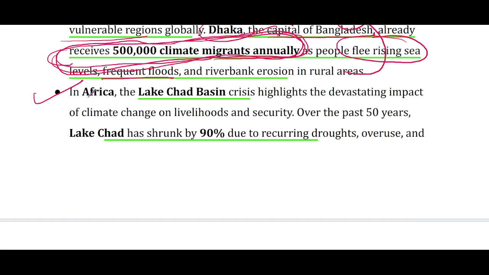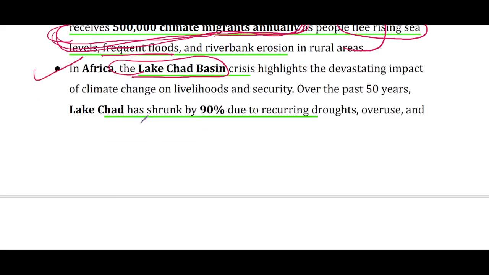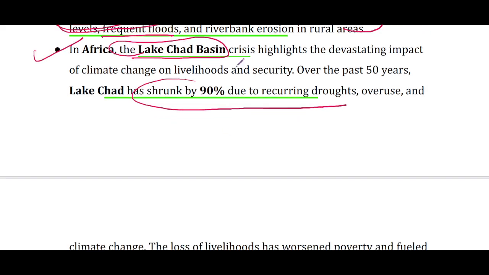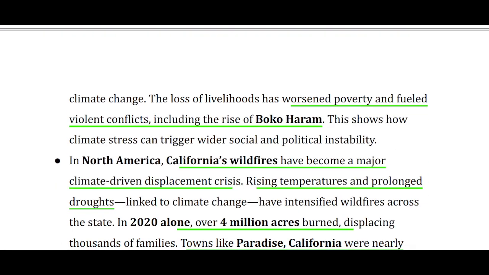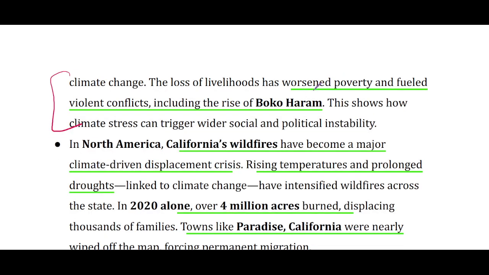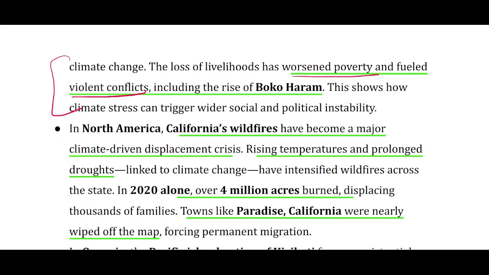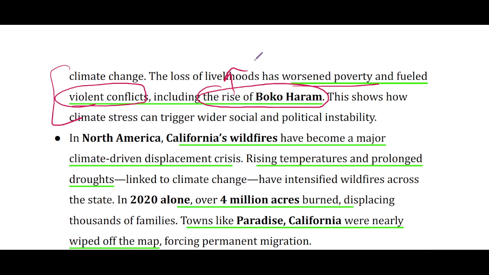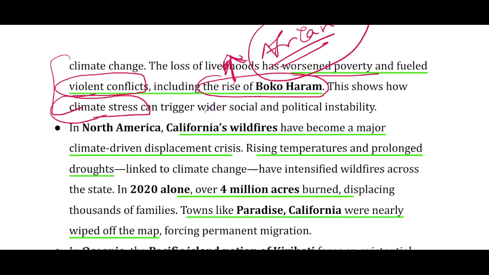Now, another instance is the Lake Chad Basin in Africa. This lake, a freshwater lake, has shrunk by 90% due to drought, overuse, and climate change. And this loss of livelihood has worsened poverty and fueled violent conflict, often including the rise of Boko Haram. Boko Haram is a proscribed terrorist organization in the African region, and you can see how climate stress, climate deluge, can trigger wider social and political instability.